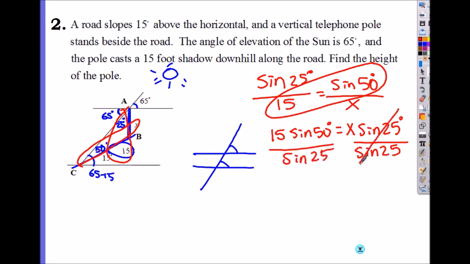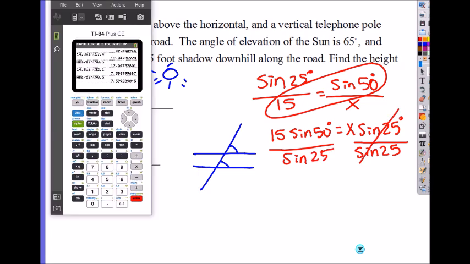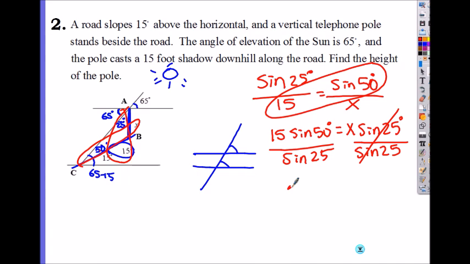So then you plug it in. 15 sine of 50 divided by sine of 25. What do you guys get? 27.189 is the height of the pole. It's in feet.